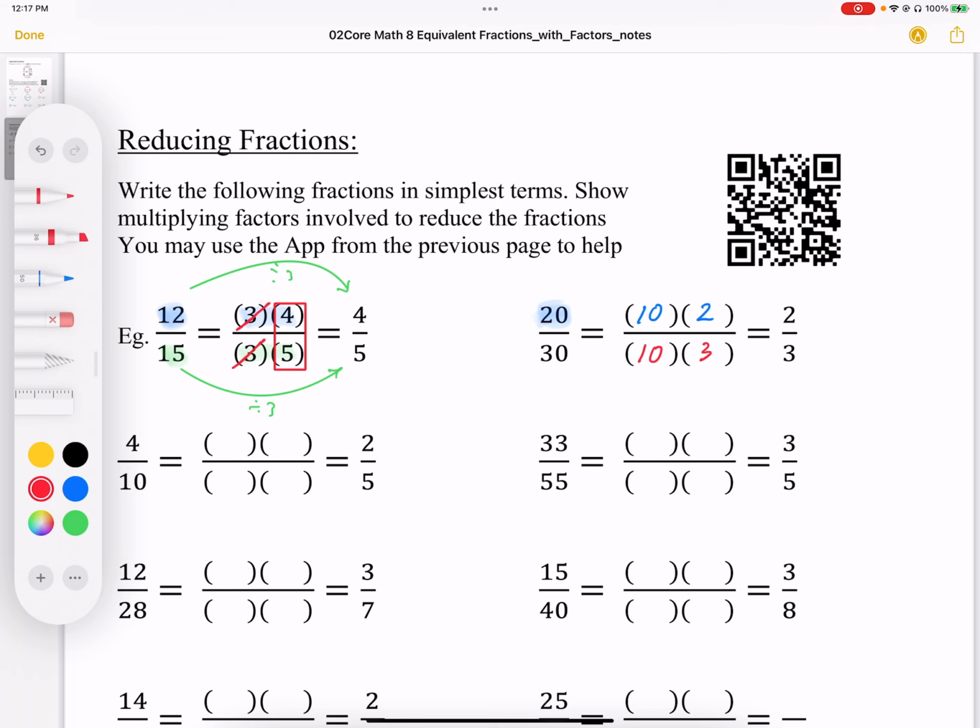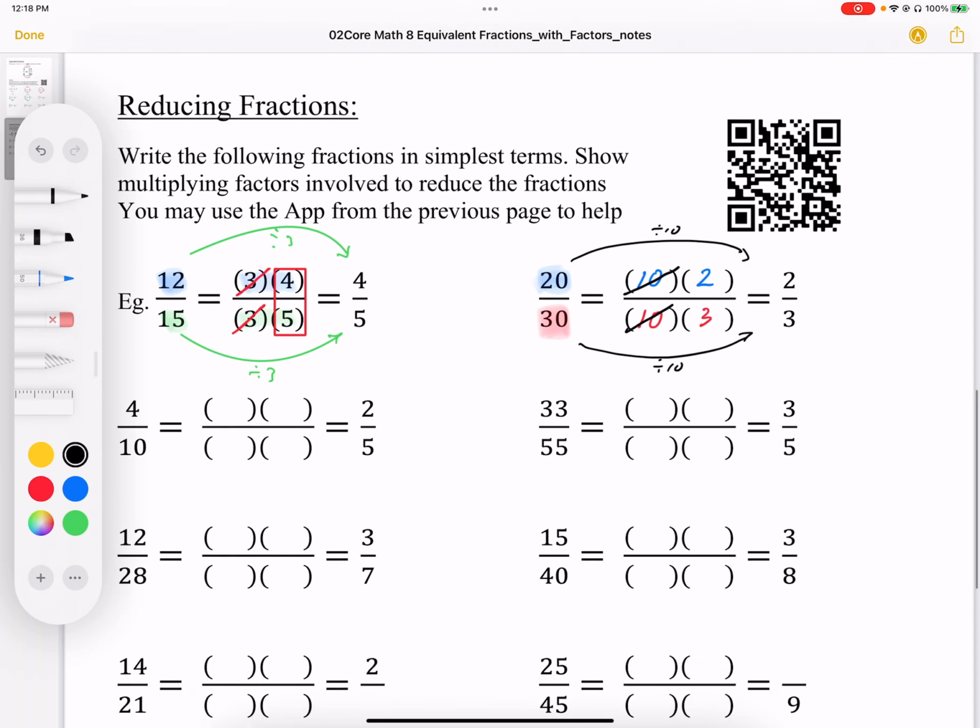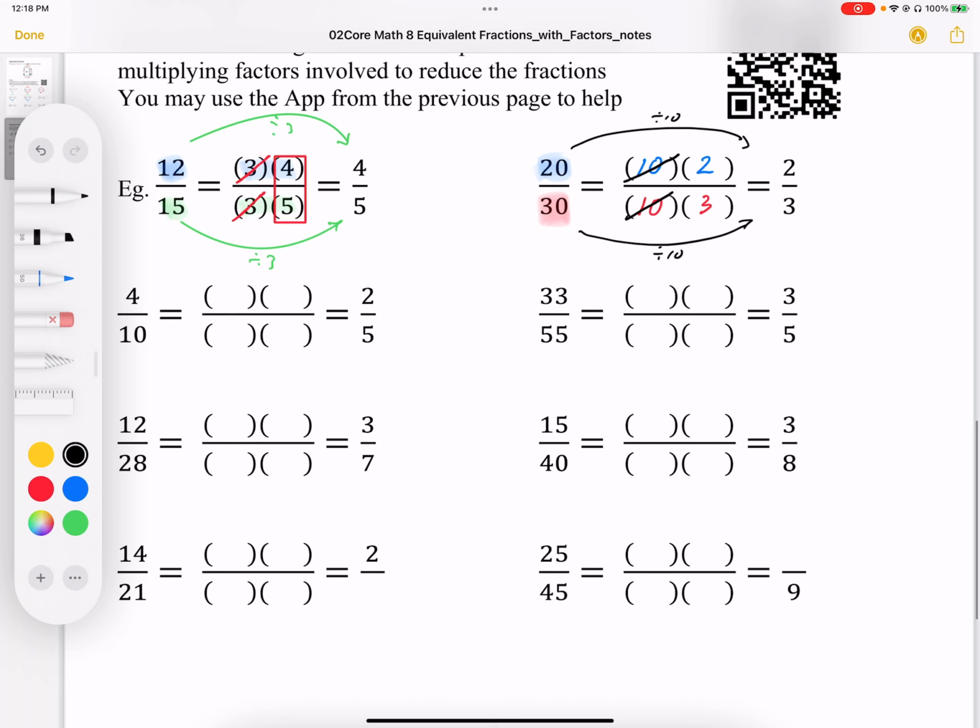And so that 30 can be expressed as 10 times 3. 20 can be expressed as 10 times 2. Well, we can get rid of that times 10 and times 10 on the bottom. That's the same as dividing by 10 and dividing by 10 to give us the 2/3, the simplified fraction. So we can get rid of factors to reduce fractions. That's the same as dividing out the factors.